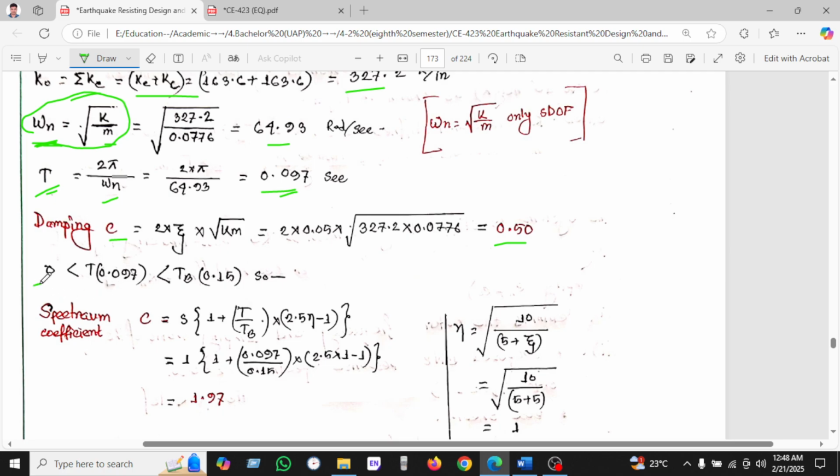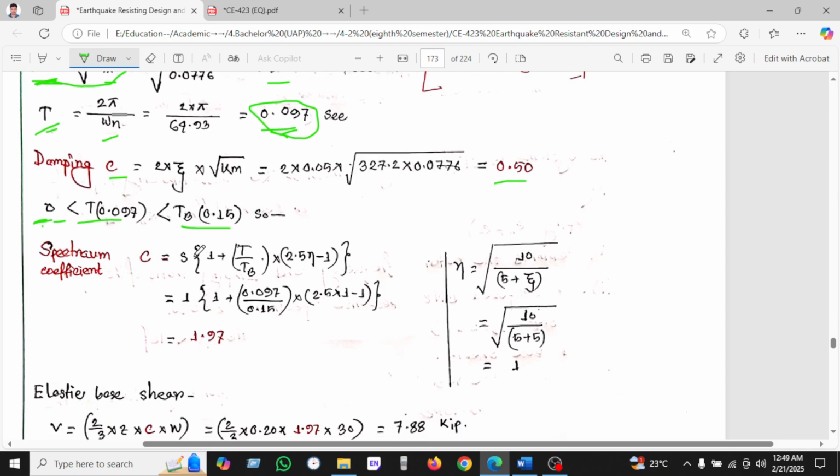As we know the T, which we have found to be 0.09, is greater than 0 but less than 0.5. So in this way, if the condition is satisfied, then we can use the spectrum coefficient C for this condition. It depends on the time period. If the time period is different, then the value will be changed.